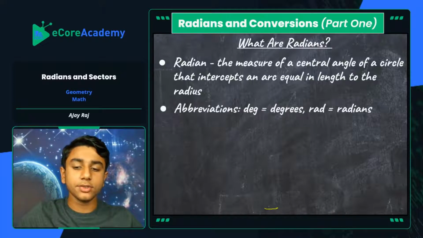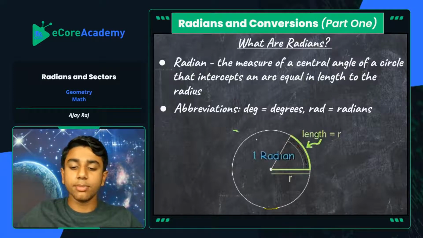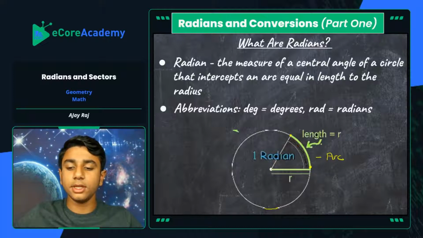The abbreviations for our two units of measure that we're going to be focusing on today are DEG, D-E-G, for degrees, and RAD, R-A-D, for radians. If we look here at this example, we have this sector formed by two radii intersecting the outside of this circle. And as they do, you're forming your arc. The arc is going to be equivalent to R, which is your radius. So that's when your arc is equivalent to your radius length.